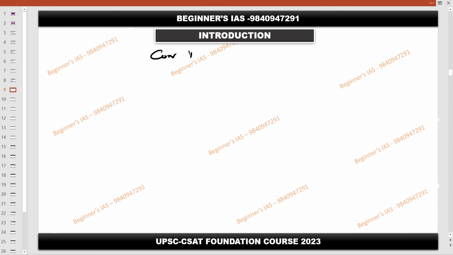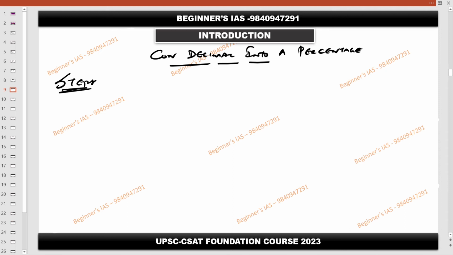Next, conversion of decimal into a percentage. The first step, one simple note, is to multiply the given number by 100. Simple, this is enough. For example, I'll give you 0.79. Now this is the decimal. How to convert? Simply multiply with 100.